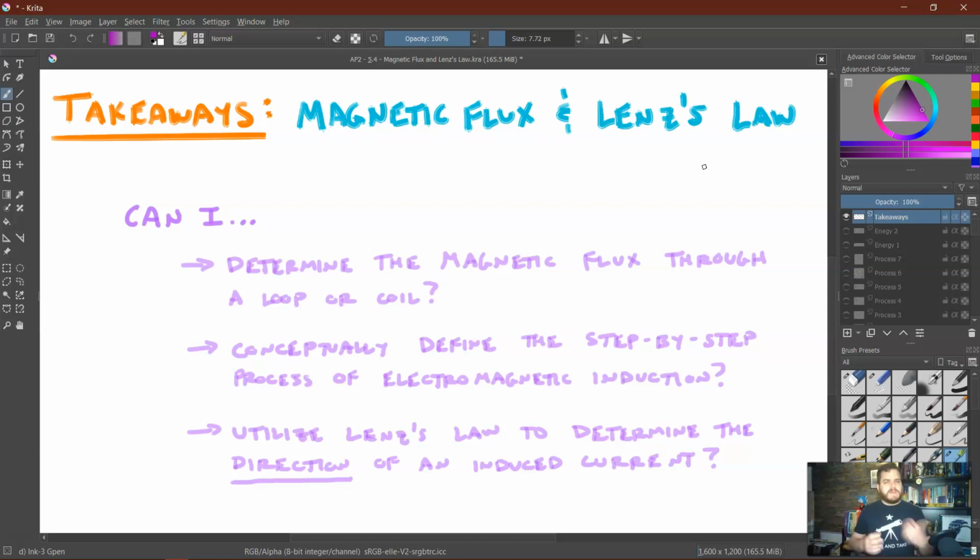We can conceptually define the step-by-step process of electromagnetic induction, that by pushing a magnet into and out of a loop or changing the magnetic flux through this loop, that induces a voltage in the loop which will drive the charges and create a current in the loop. And lastly, we can utilize Lenz's law to determine the direction of an induced current, remembering that whatever current is induced must generate its own magnetic field that opposes the change in flux. Nature abhors a change in flux.